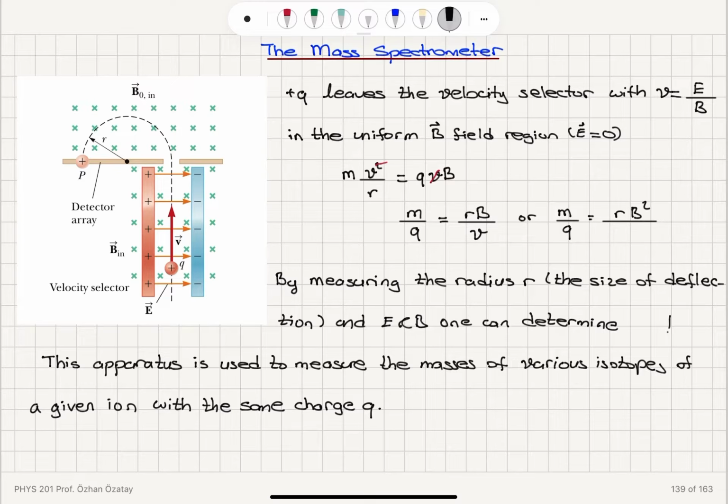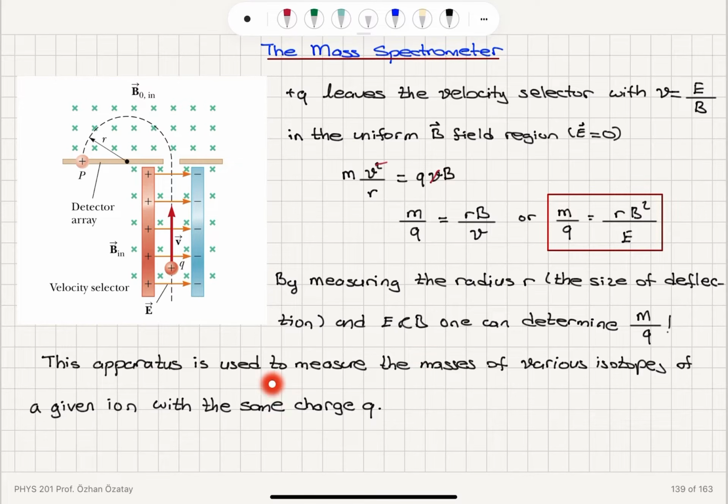divided by E, the electric field it was subject to inside the velocity selector region. So we're going to basically obtain the mass to charge ratio as a function of applied magnetic field, electric field, and the measured radius. So by measuring the radius r, the size of deflection, and the electric field and magnetic field, one can determine the mass to charge ratio, m over q.